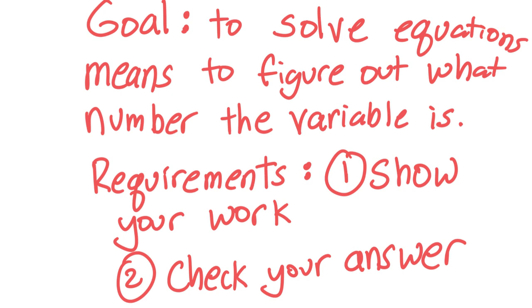One of the goals is to solve the equation, which means to figure out what number the variable is. If you have a variable in an equation, you can solve it, you can figure out what number it is. So there's two requirements. One is you always have to show your work, that is showing your steps. Even if you can do some of it mentally, I want to see it on paper. I want you to show your work. And then also check your answer. You got to make sure it's a good answer.